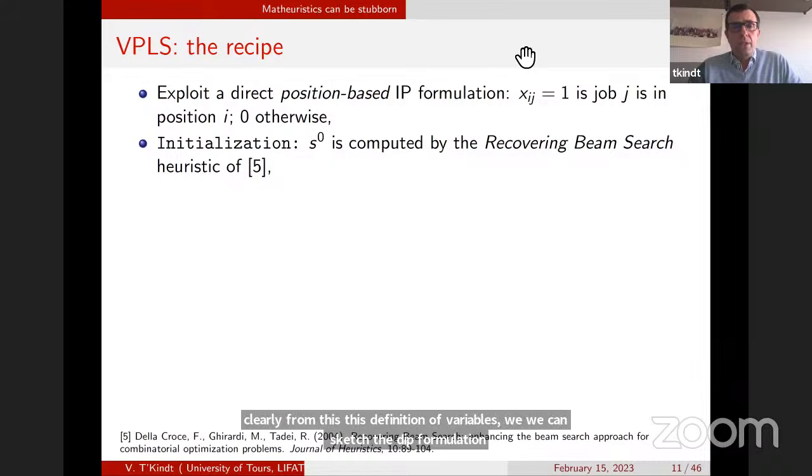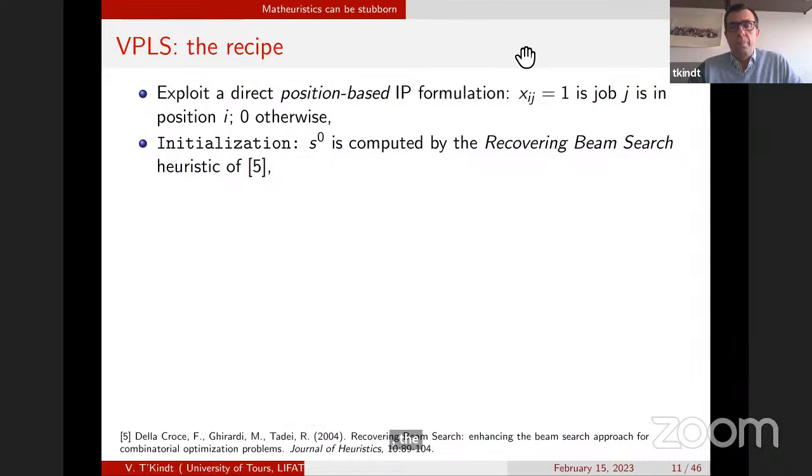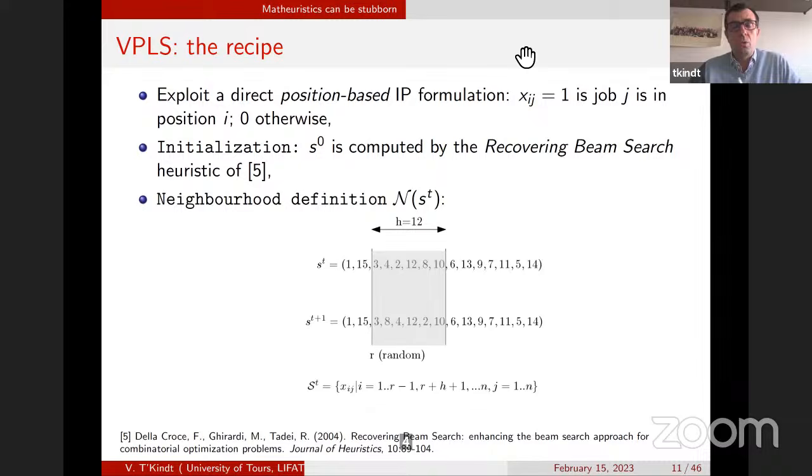The initialization of the Matheuristic is given by a recovering beam search algorithm, which has also been proposed by De la Croce, Ghirardi, and Tadei in 2004. And from this solution, which is already a good solution, we'll see that the Matheuristic improves it. So that's the starting point.